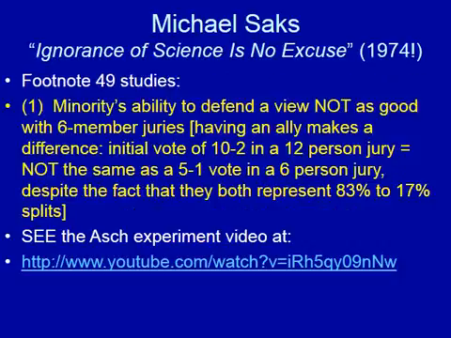Well, first is the issue of whether a 6-person jury adequately protects a minority's ability to defend his or her view. Now, when we say minority juror here, we mean, for example, a juror who in an initial vote of guilty or not guilty votes differently from the other jurors. I talked about this a little bit in class.